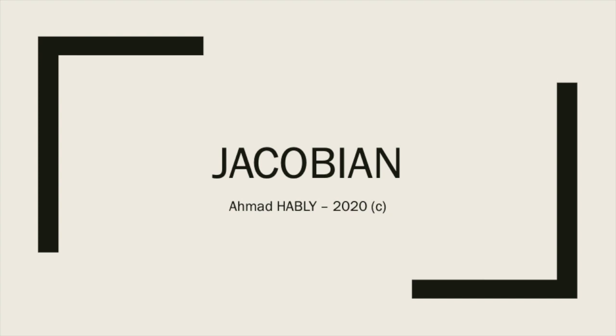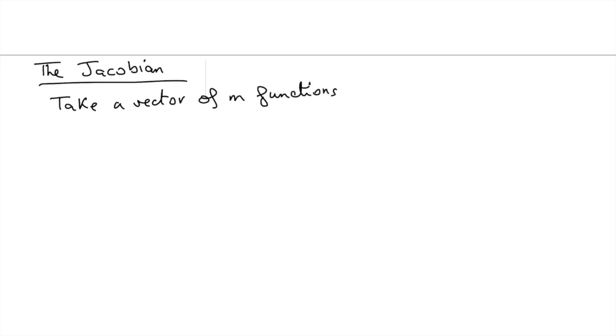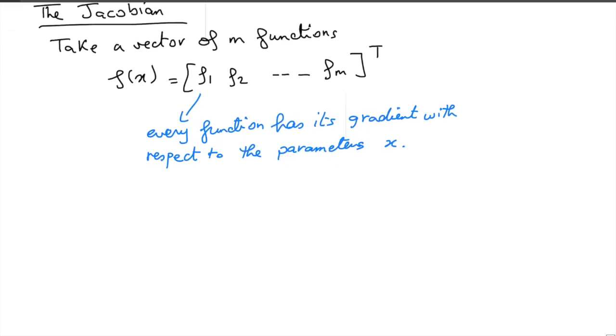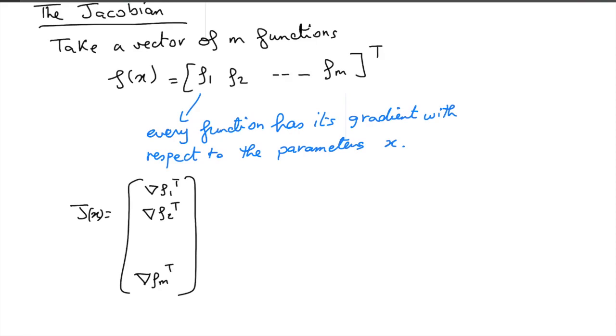So here I will explain what is the Jacobian and how to calculate the Jacobian. So the Jacobian, so take a vector of m functions, f of x, f1 until fm, and every function has its gradient with respect to the parameters x. So the Jacobian is the gradient of each function of this vector. So we can write it like this.